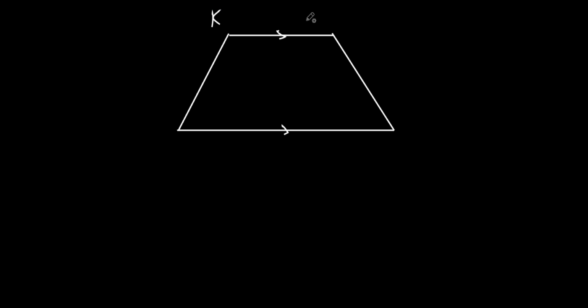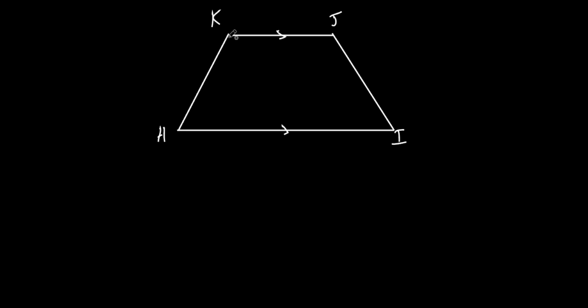Call that K and J. Call this one I and this one H. We talked about this. We said the two parallel sides are called the what? The bases, right. So if I ask you to name the bases, which I don't think I'm going to ask you to do on a quiz or a test, but just so we know, what are the bases of this trapezoid? KJ and HI. Good.